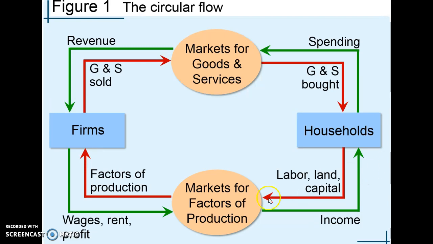So the green arrows here going from firms to households and then households back to firms represent the flow of income as well as payments. And the red arrows represent the flow of goods and services, including down here the factors of production in the economy between households and firms. So to keep this graph simple, we've omitted the government, the financial system, and also the foreign sector.